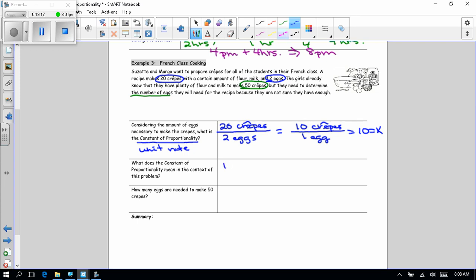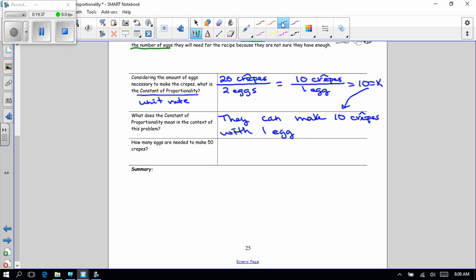So what does it mean? They can make 10 crepes with 1 egg, right? That's what that constant of proportionality means. How many eggs then do they need to make 50, right? They're going to go to French class tomorrow. They're going to make 50 of these. So to make 50 crepes, I'm going to divide by the 10, or our constant of proportionality, and I need to make sure I have 5 eggs.